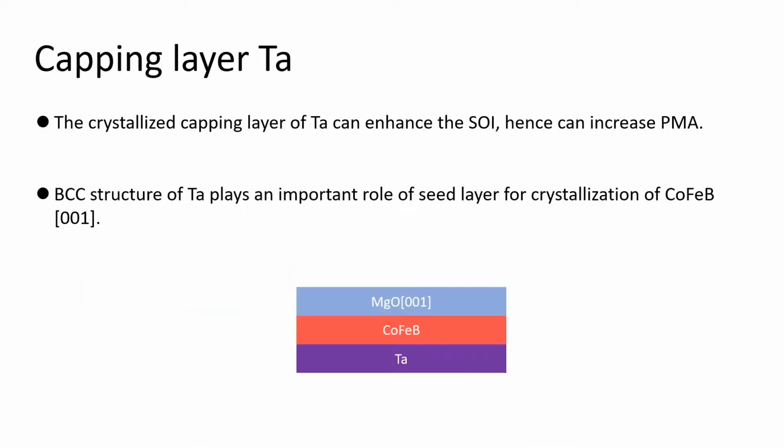So let's talk about the capping layer of tantalum. If we use a capping layer of tantalum on the cobalt iron boron, the higher spin orbit interactions at the interfaces of cobalt iron boron, MgO and tantalum increase the PMA value. And the BCC structure of tantalum plays an important role as the seed layer for crystallization of cobalt iron boron with 001 texture.